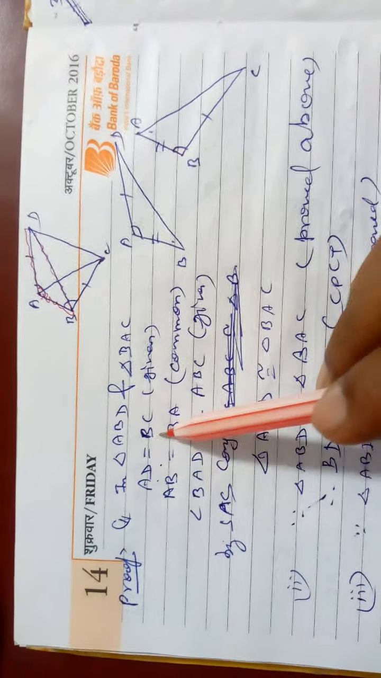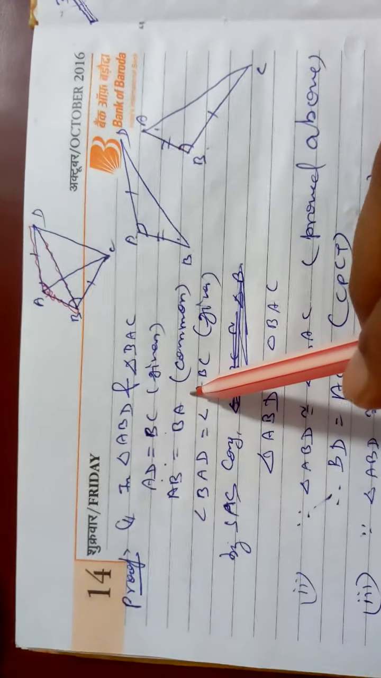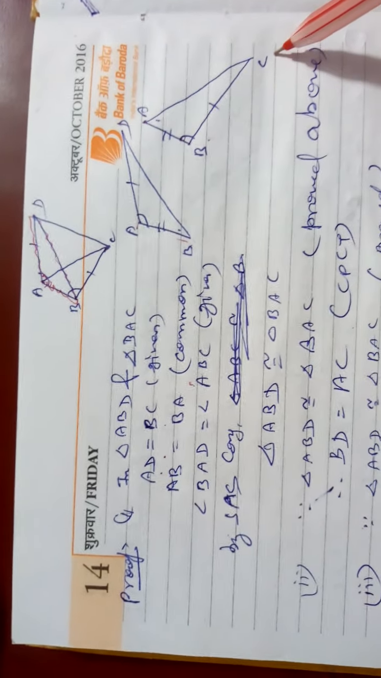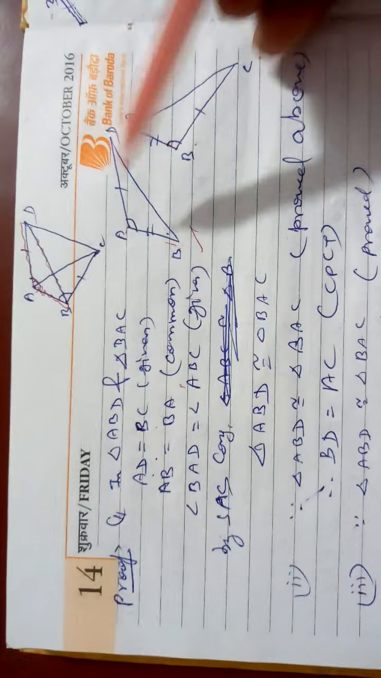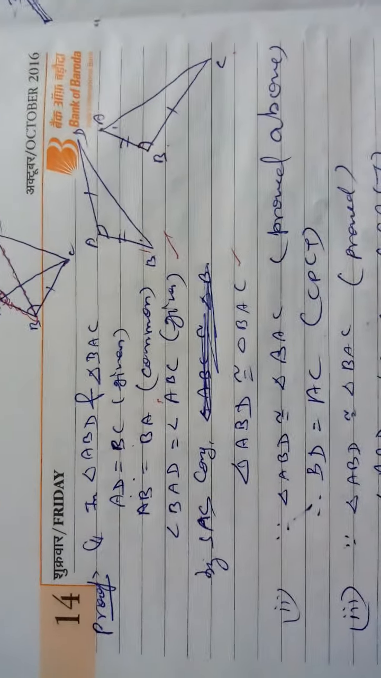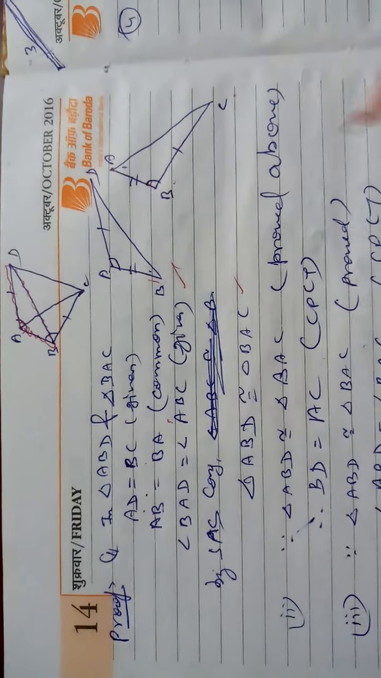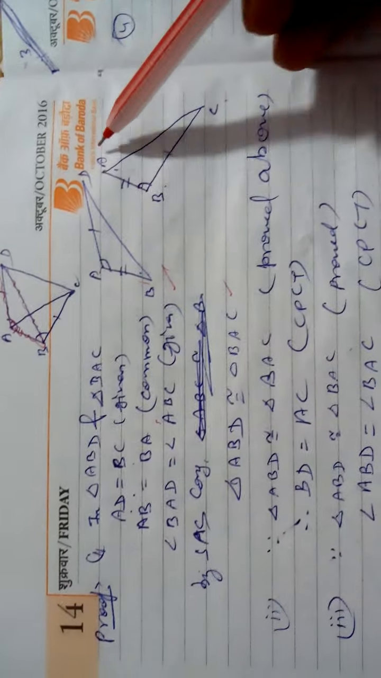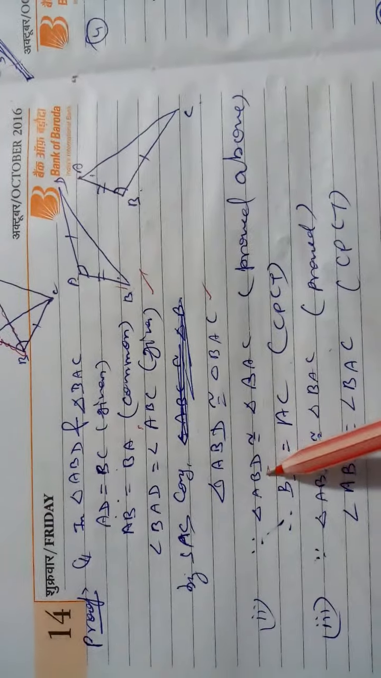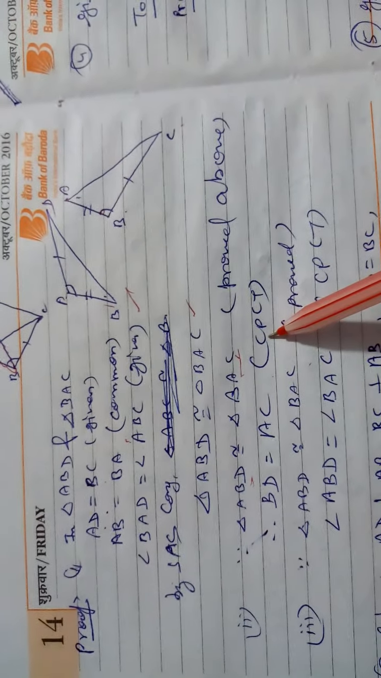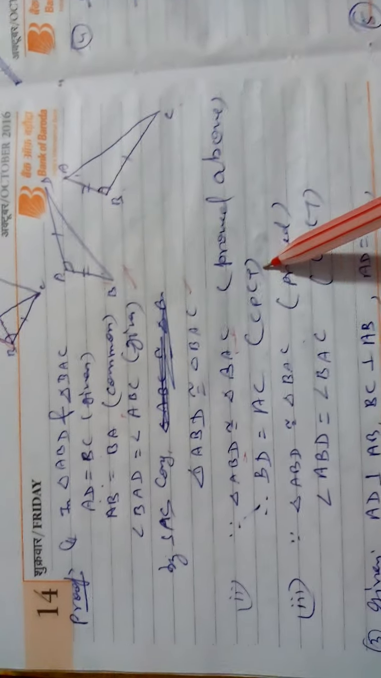So what are you getting? AD equal to BC, given. AB equal to BA, common. Angle BAD equal to angle ABC, given. So what congruency? SAS congruency. Both the triangles are congruent. If both are congruent, then what about BD? BD is equal to AC by CPCT. BD is equal to AC. Corresponding part, CPCT: corresponding parts of congruent triangles.